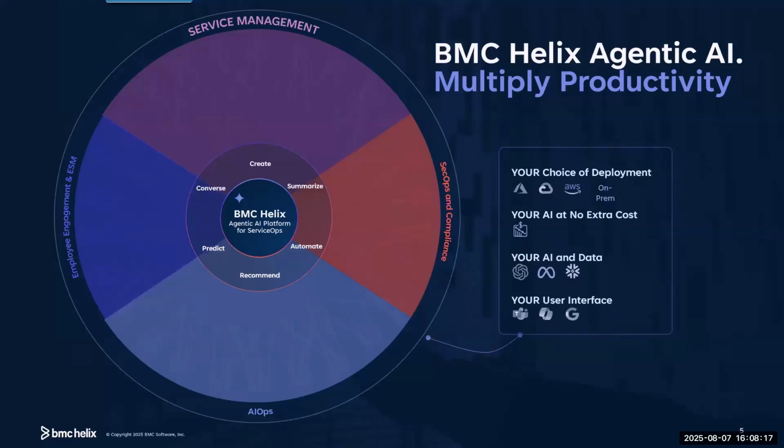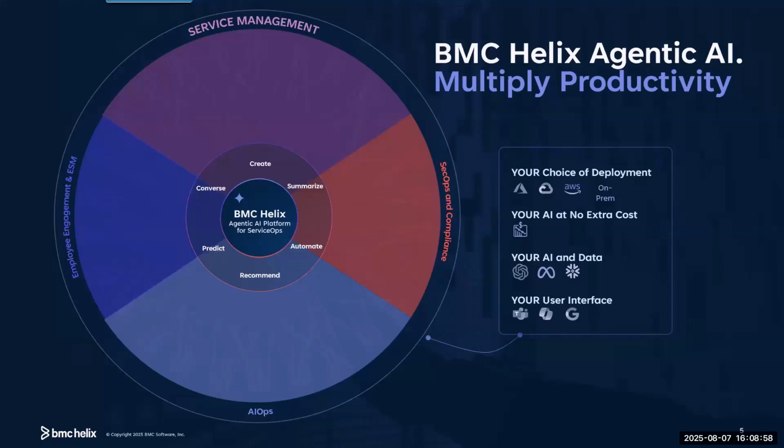BMC Helix arms IT leaders with a fleet of AI agents across service ops in a flexible, easy to scale architecture, and it helps you lower the total cost of ownership. It frees up your IT teams to tackle high impact and high value work. Our agentic AI solutions eliminate the mundane and help your teams reduce toil. Plus, because it is delivered in a containerized platform, deployment can be across any cloud or even on-prem. It improves efficiency, lowers cost, and it allows you to bring your own AI.